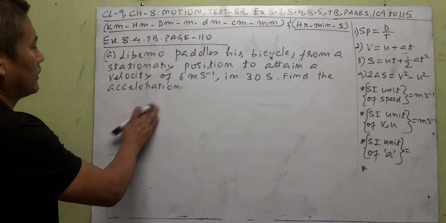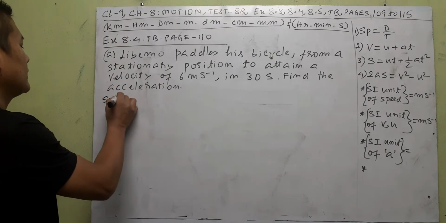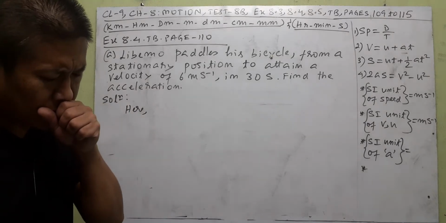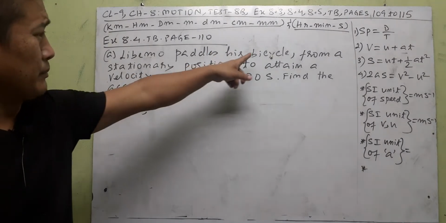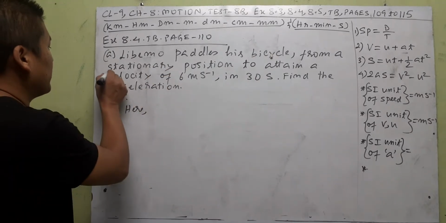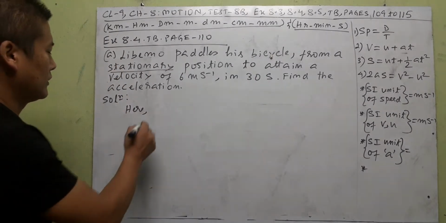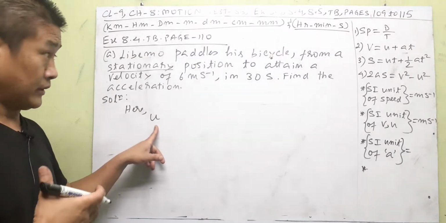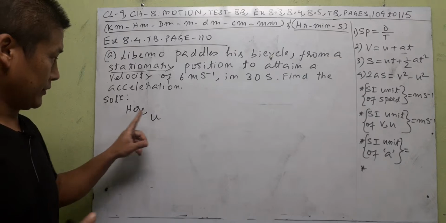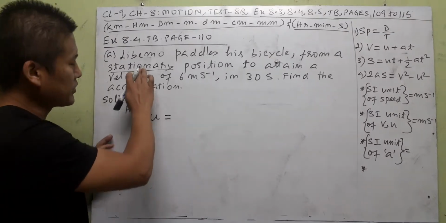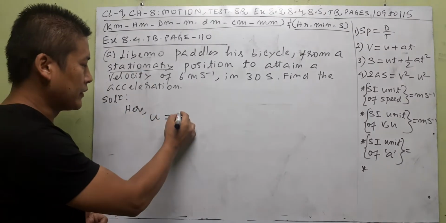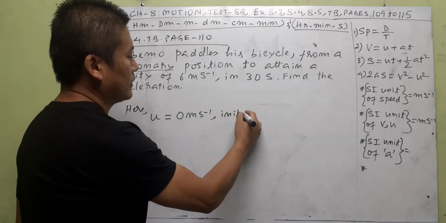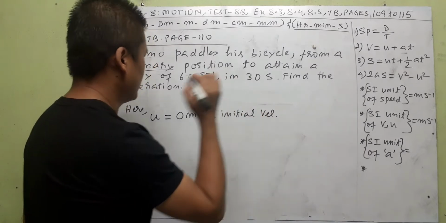Okay, so here, let us solve this one. So solution, or your answer. Here, sorry, Libemo pedals his bicycle from stationary. So underline the word stationary in your question. Stationary means that is the initial velocity. The starting velocity is called the initial. Started from. Stationary means that is U. Stationary means not moving, so the velocity will be 0 meter per second. This is called initial velocity, his initial velocity.